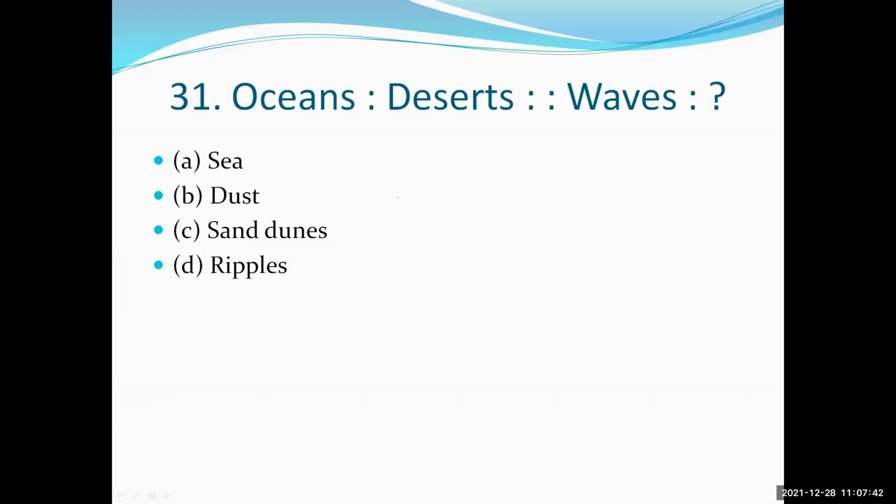Okay, so all of you be ready for the next question. Question number 31 is in front of you. This question says oceans and deserts. Try to find out what relationship you can identify in this pair, and accordingly tell me what you will choose for waves. Out of the options given here: sea, dust, sand dunes, ripples.